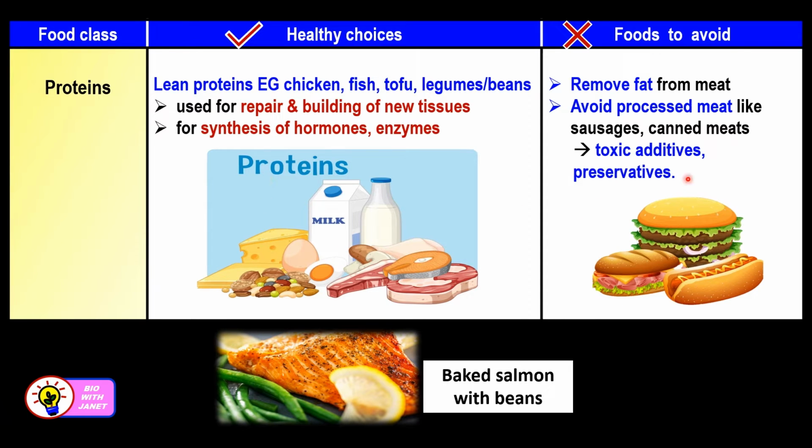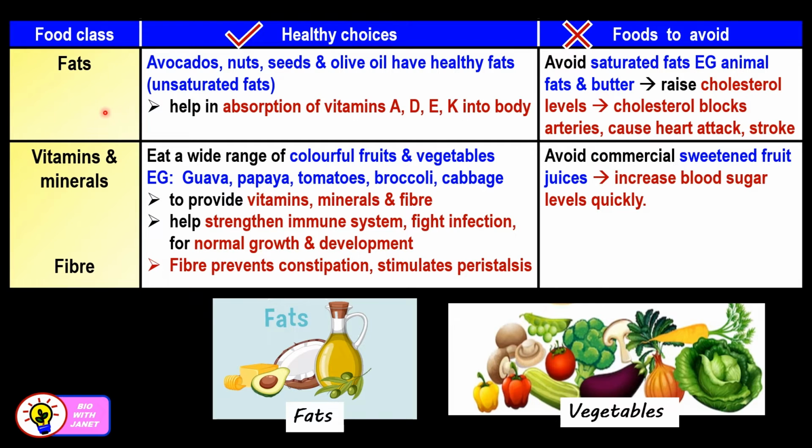So eat this sparingly, and eat more of the healthy choices of proteins. So for fats, what are the healthy choices? Avocados, nuts, seeds, and olive oil all contain the healthy fats or the unsaturated fats, which do not raise the cholesterol levels of the blood, and they help in the absorption of the fat-soluble vitamins A, D, E, and K into the body. Now, what are the fats to avoid?